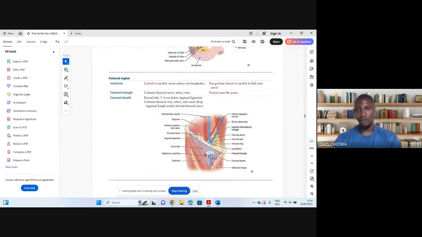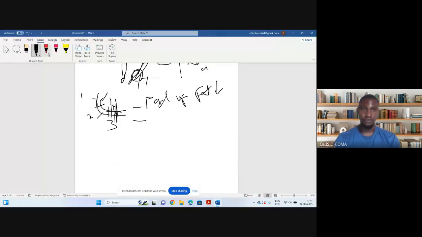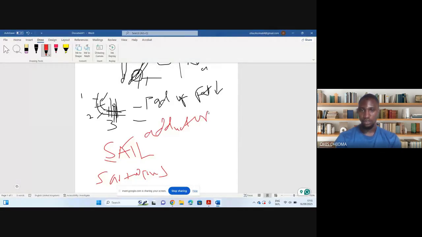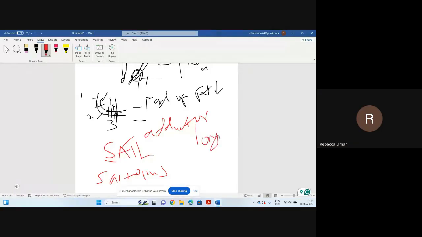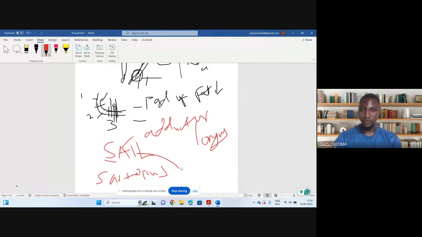And I know that you guys are aware of the femoral triangle. The mnemonic to know the borders of the femoral triangle is SAILS. The S stands for sartorius. The A stands for adductor longus. The IL stands for inguinal ligament. So anytime you think about the femoral triangle, just remember SAILS, inguinal ligament.